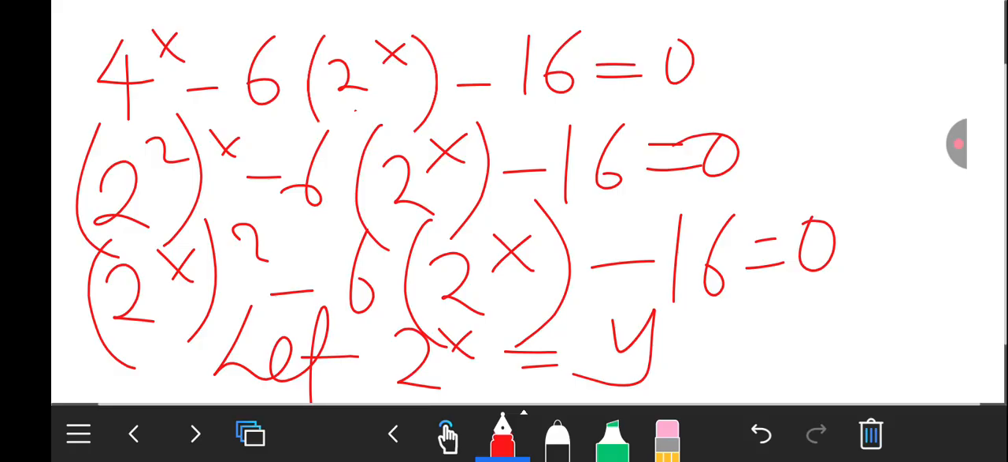So let 2 to the power x be equal to y. We're going to substitute y where there is 2 to the power x. So it will be y squared minus 6y minus 16 is equal to 0. Okay.